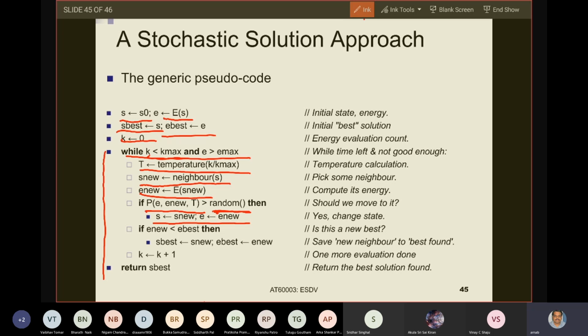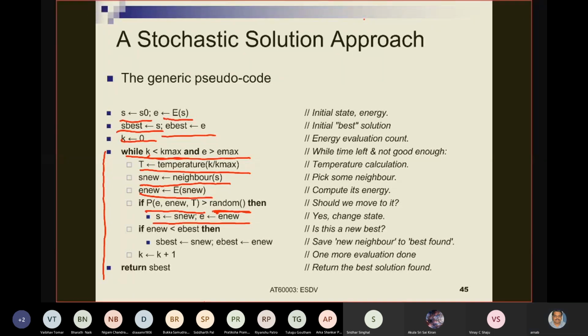Now let us see what happens when E new is greater than E. What do you mean by E new being greater than E? That means the new solution is worse than the previous solution. Are you with me up to this? Hello, are you with me?